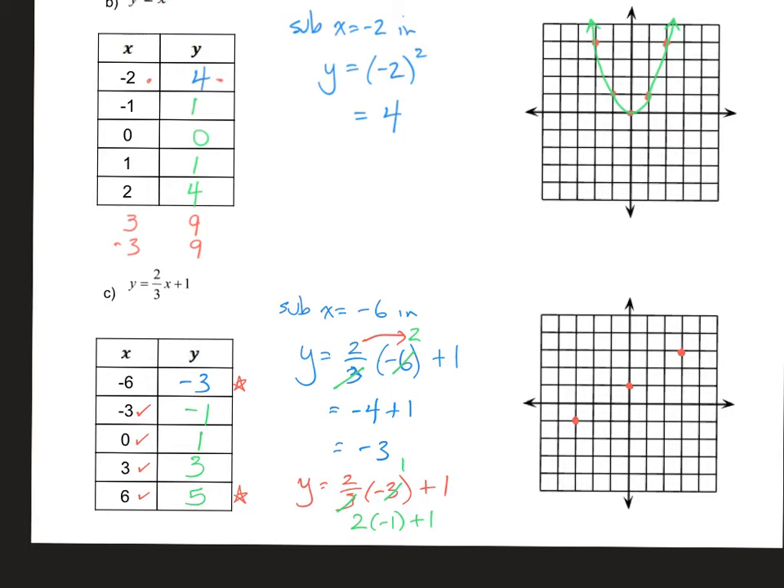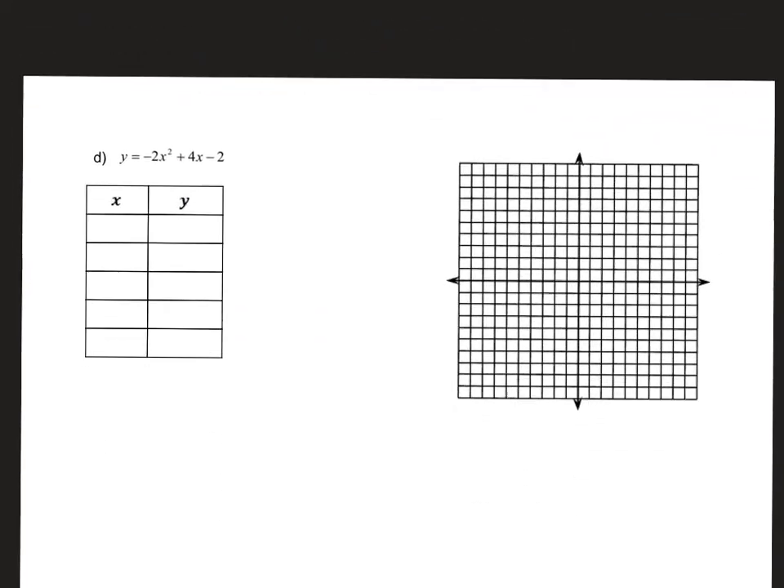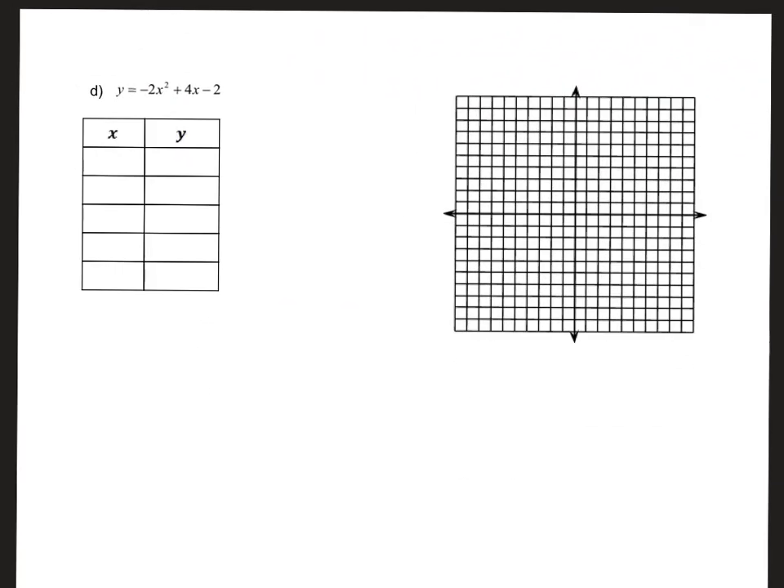Those 3 points seem to form the shape of a line. Connect them, extend it the full width of the grid, arrows on the end, and we have our line. Okay, moving forward, I think we should be a lot more comfortable then to be able to work through even some ugly stuff.